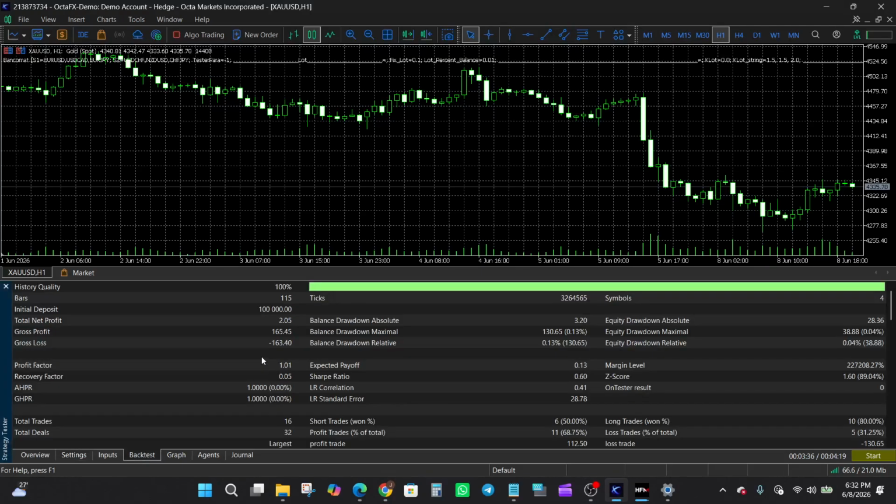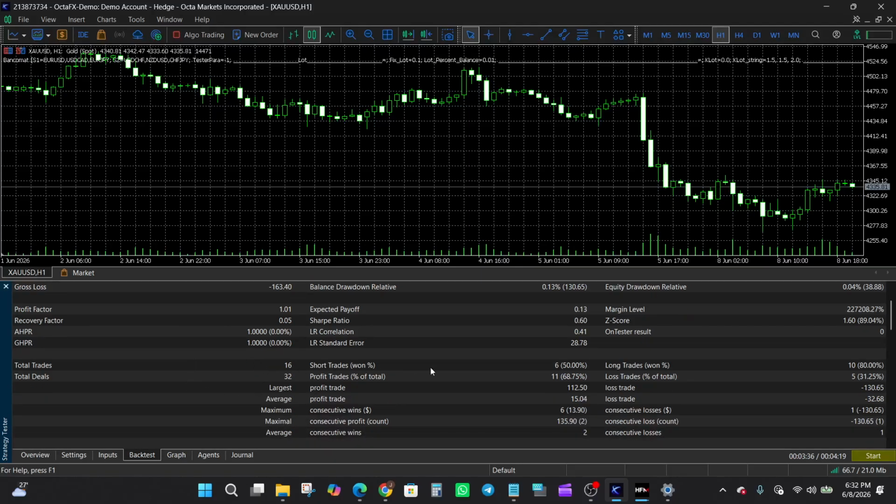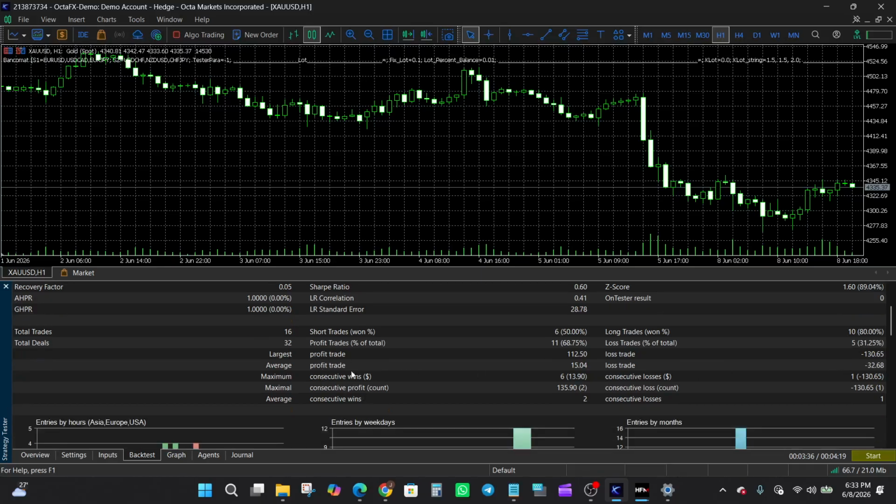All right. So based on what we can see here, total net profit was just about $2.05 from a $100,000 initial deposit. Total trades were 16. Short trades were 6 with 50% win rate. Long trades were 10 with 80% win rate. The largest profit was 112.5. The largest loss was 130.65. The average profit was $15.04 and the average loss was $32.68.